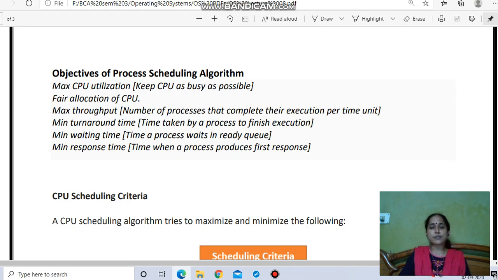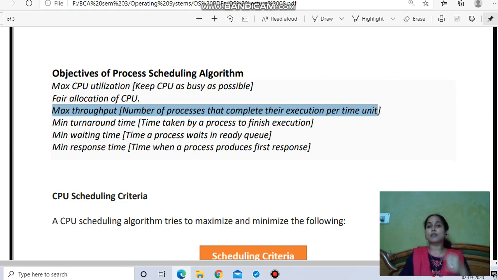Now what are the objectives of a process scheduling algorithm? Maximum CPU utilization so that CPU is kept busy as much as possible, fair allocation of CPU, maximum throughput. Throughput से मतलब है number of processes that complete their execution per unit of time. कि per unit of time में अगर हम 2 process execute कर पा रहे हैं और 5 process execute कर पा रहे हैं, तो second scenario में हमें maximum throughput मिल रहा है when compared to the first scenario.